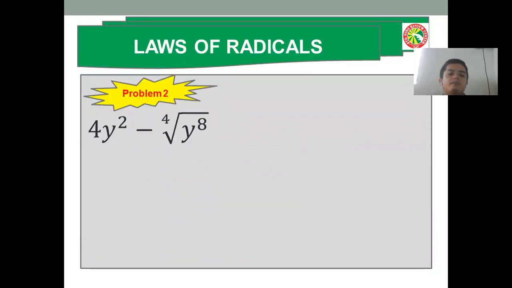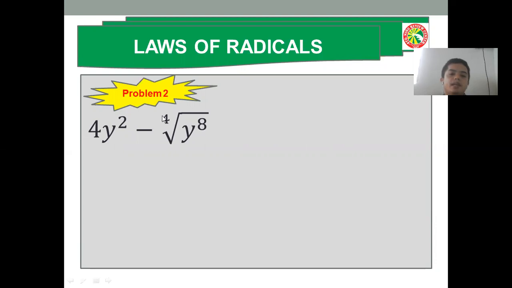4y squared minus 4th root of y8. So observe first the given. If you solve radical, you observe first before you apply the law. If this can be simplified directly, then go for it, like for this example, 4th root of y8.